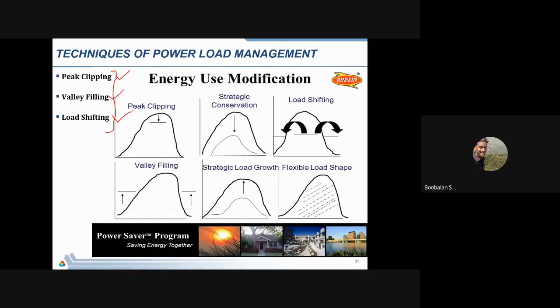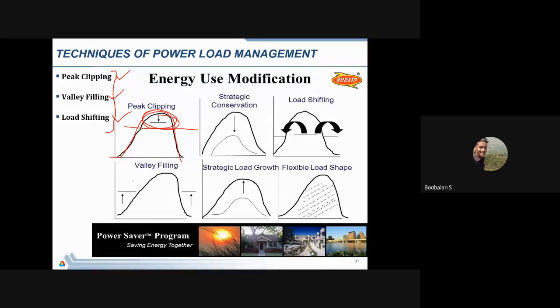The first technique is peak clipping. The load curve will look like this. You could see this is my load curve, where peak demand is occurring over here. Now we are going to remove this peak. That's why it's called peak clipping. We'll see how peak clipping is followed in our thermal plant.